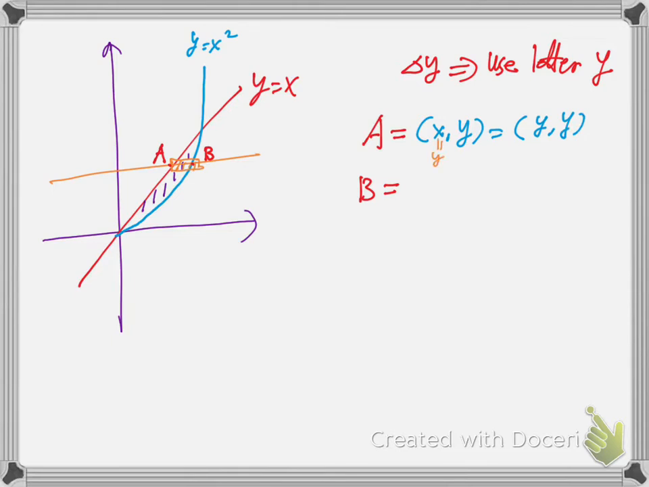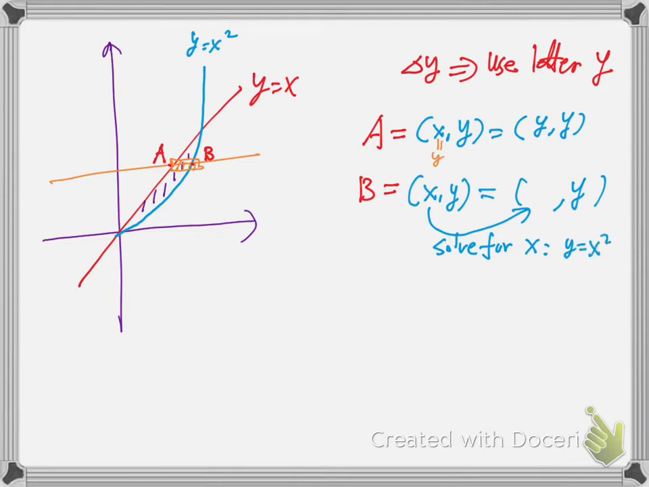For B, this is a little bit harder. We have (x, y), and the y part is okay, we can keep it. Now we have to solve for x in terms of y. The equation is y equals x squared, so solving for x, the square root of y is x. So B is (square root of y, y). That's our A and B.